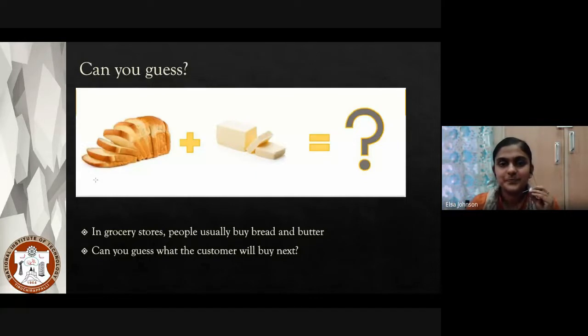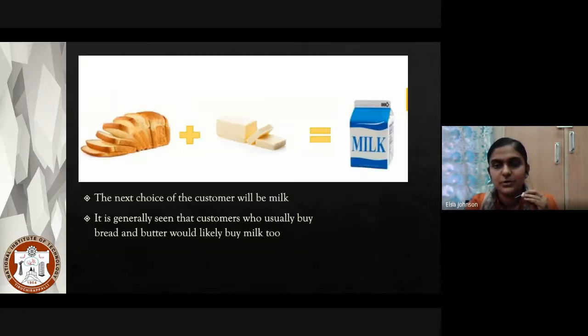So usually the shopkeeper will know, no? You have bread, butter is there, then you need something to drink. So you'll be going for milk, actually. It's generally seen that customers who usually buy bread and butter are likely to buy milk too. So what will the choice of the shopkeeper be?